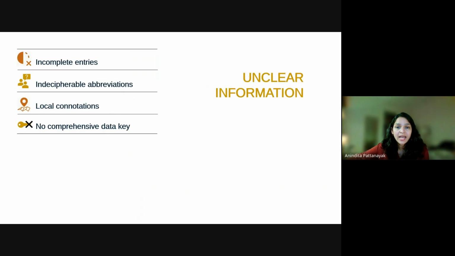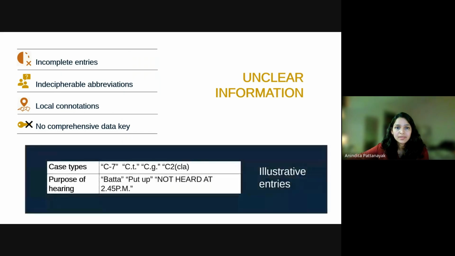Another type of problem we have is where we have the information, but it's difficult to tell what it means. And here are some examples. There are these mysterious case types and mysterious purpose of hearing, like C7 or not heard at 2:45 p.m. Now, these may make some sense to those who work in these specific districts where this kind of data was entered, but it does leave us wondering what they mean. And we have to discard these entries in our analysis. There are keys in High Court websites, but they are not comprehensive.